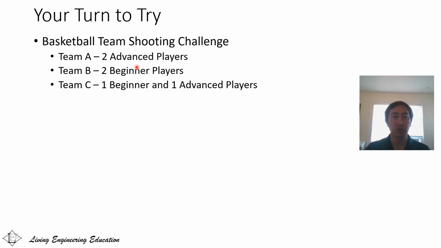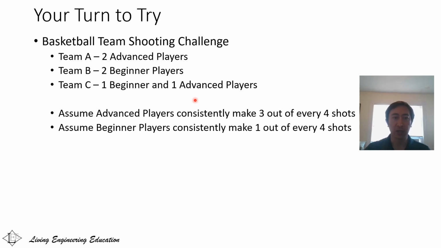And on team A, we have 2 advanced players. On team B, you have 2 beginner players. And on team C, you have 1 beginner and 1 advanced player. And to keep things simple, we'll say that the advanced players make 3 out of every 4 shots, and they're consistently making 3 out of every 4 shots. We don't know which of the 4 shots they're going to miss.